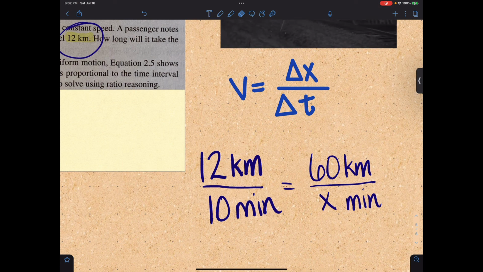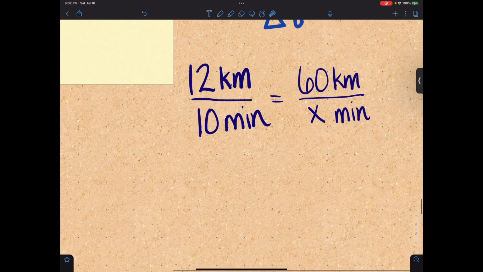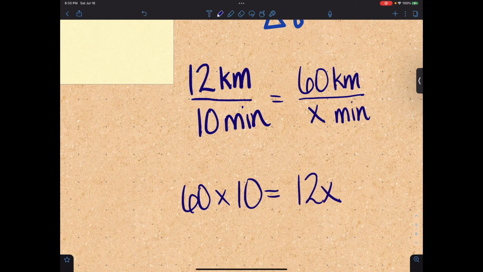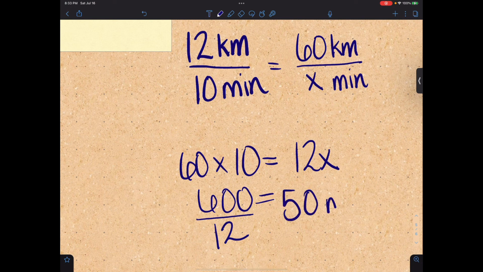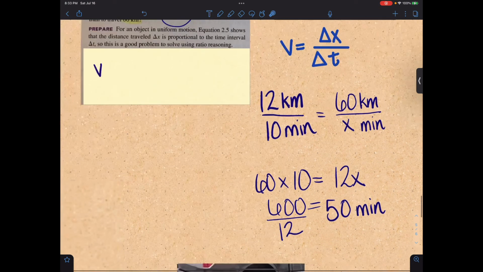The reason I can do this is because the velocity here, this is a velocity, change in x over change in time, is the same as the velocity here. The train doesn't change in speed. So now all we have to do is cross multiply. You know how to solve problems like that. Cross multiply. So 60 times 10 is equal to 12x. 600 equals 12x. Divide 600 by 12 and you get 50 minutes. And that's the answer. It will take 50 minutes to travel 60 kilometers.